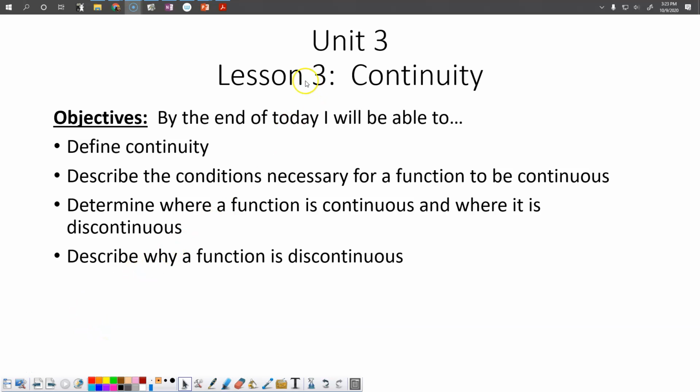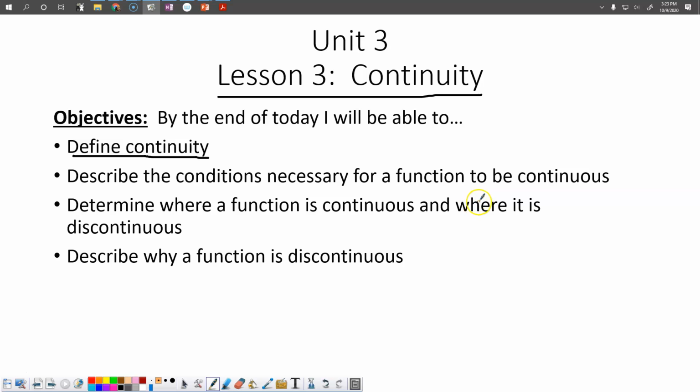Alrighty, welcome to lesson 3 of unit 3. Today we're going to talk about a concept known as continuity. So by the end of the day you should be able to tell me what continuity is.